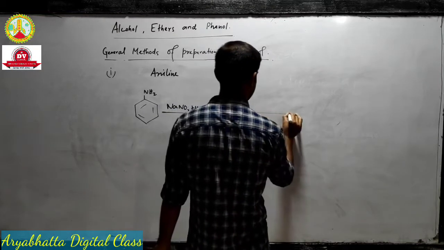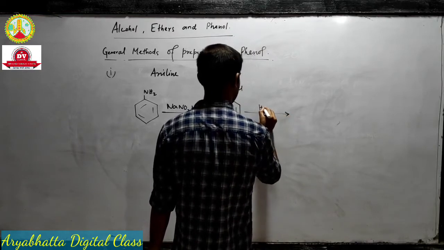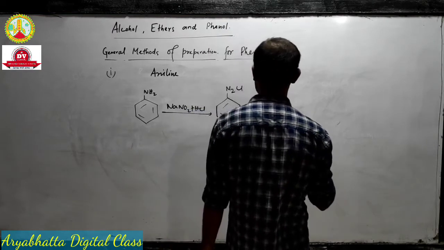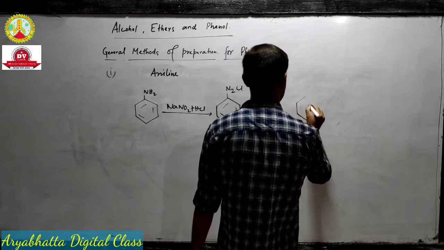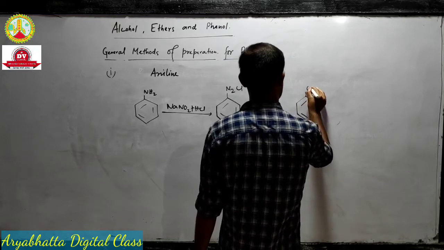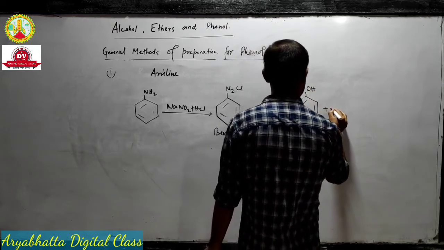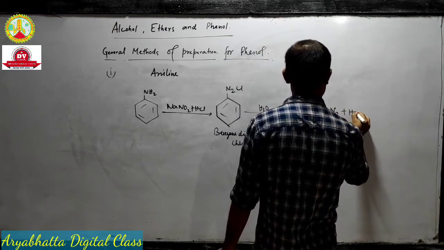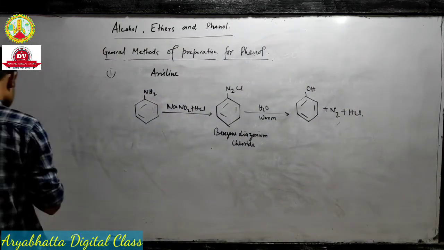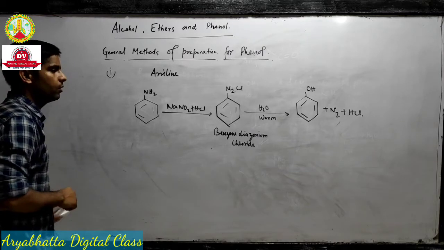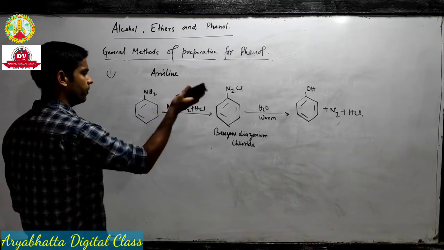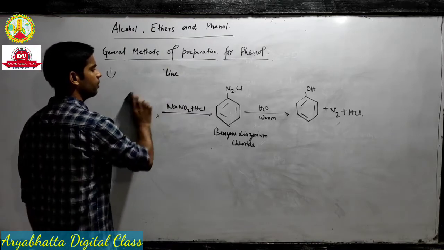and when this benzene diazonium chloride is hydrolyzed or warmed with water, we get alcohol, phenol. So we get phenol. Okay, so this is the general method of preparation of phenol from aniline.